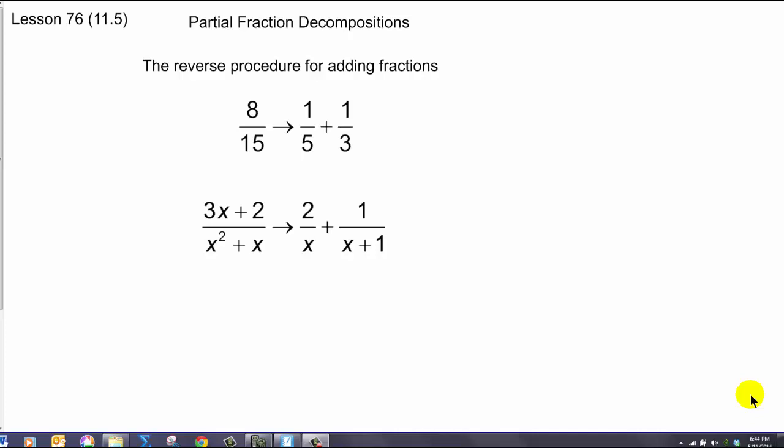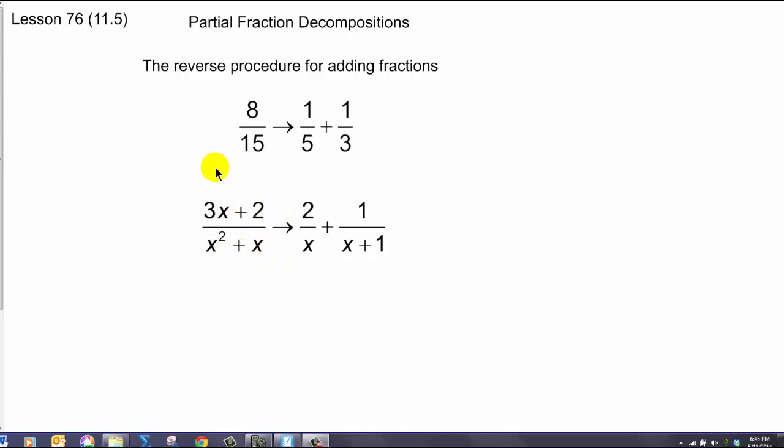Today we're going to discuss a topic called partial fraction decompositions, and basically what that is, it's the reverse procedure for adding fractions. Usually we'll take 1/5 plus 1/3, get 8/15. Well, in this process we take 8/15 and say, what two fractions could get us a sum that would give us 8/15? Likewise, if we have (3x + 2)/(x² + x), what two fractions would get us that sum?